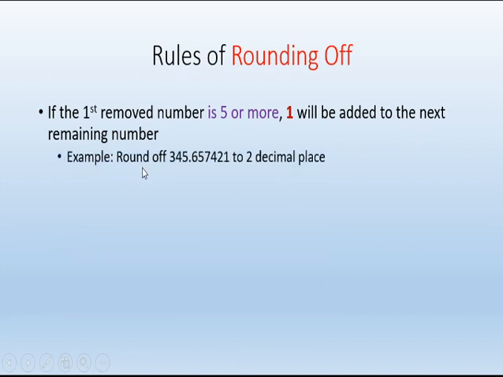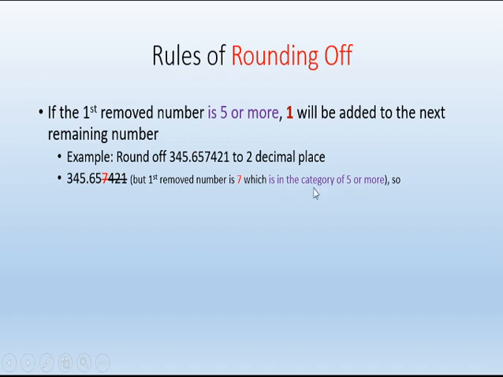This example says round off 345.65742 to 2 decimal places. 2 decimal places means we will be keeping after the decimal point 1 and 2 numbers, which are 6 and 5, but the rest of the numbers 7, 4, 2, 1 will be deleted. So you can see that 345.65 is kept the same, and 7, 4, 2, 1 will be removed, but the first removed number, which is 7, you can see in red color, is in the category of 5 or more.